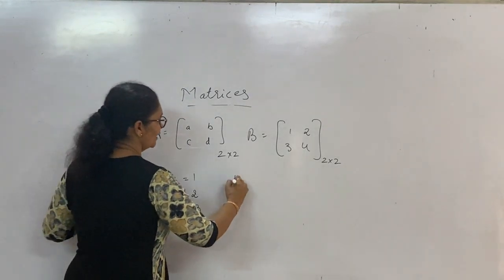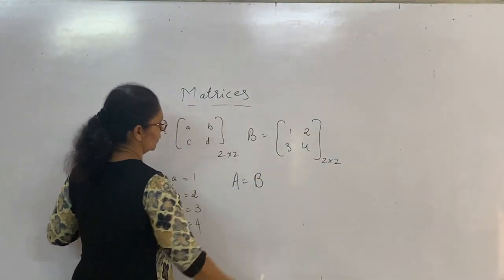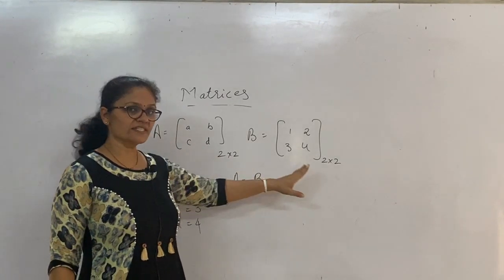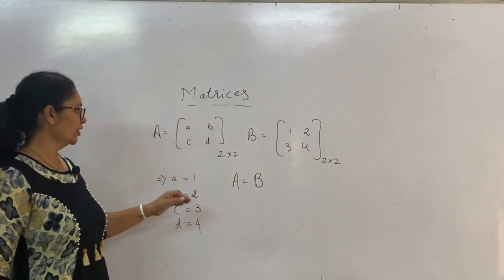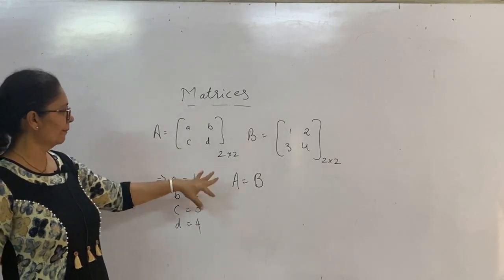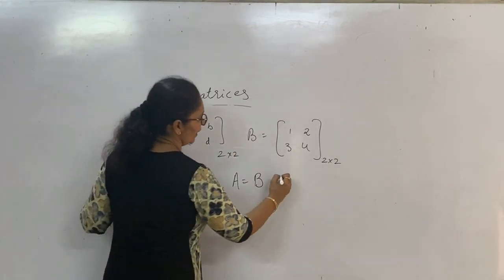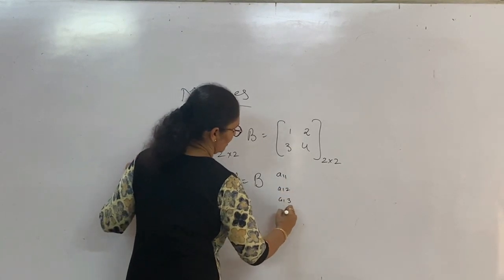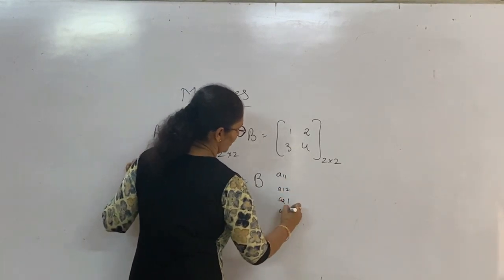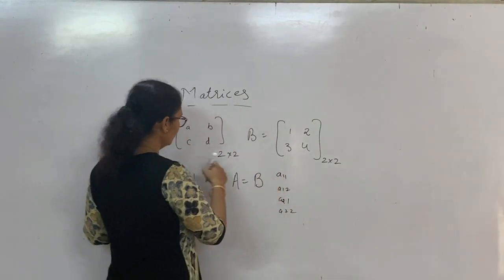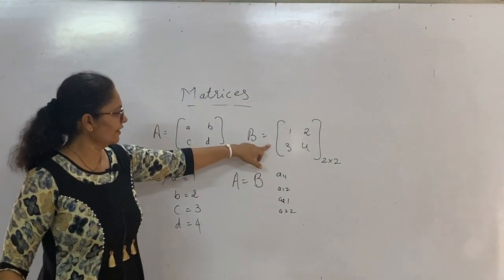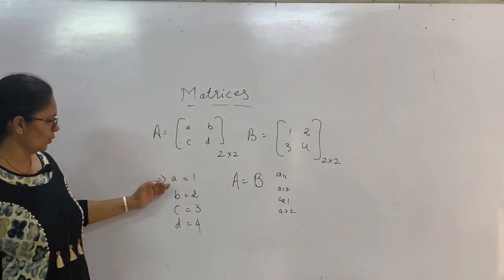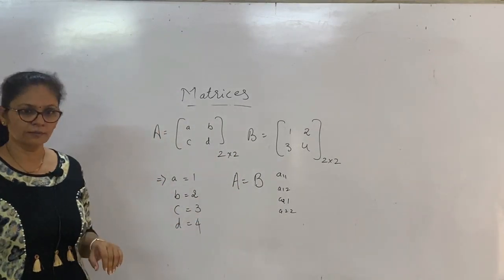So if 2 matrices are equal, what can you say? They should be of the same order and the elements you can compare directly. How can you compare? a11, a12, a13 and a21, a22. So a11 of the first matrix will be compared with a11 of the second. This way you can compare and you get the answer for all.